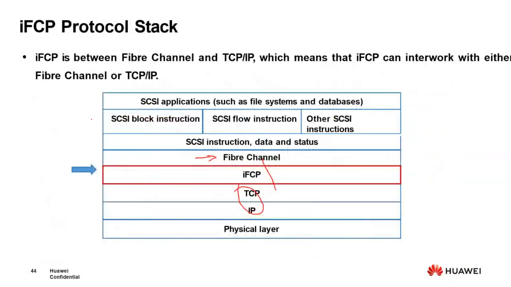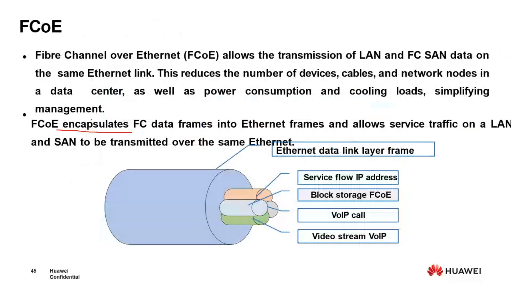So also this one. It uses simply Ethernet. The full name is Fiber Channel over Ethernet. That's the full meaning. Okay, it allows the transmission of LAN and FC SAN data on the same Ethernet link. This reduces the number of devices, cables, and network nodes in the data center, as well as the power consumption and cooling loads, simplifying management basically. And it also gives the encapsulation of SCSI data frames.